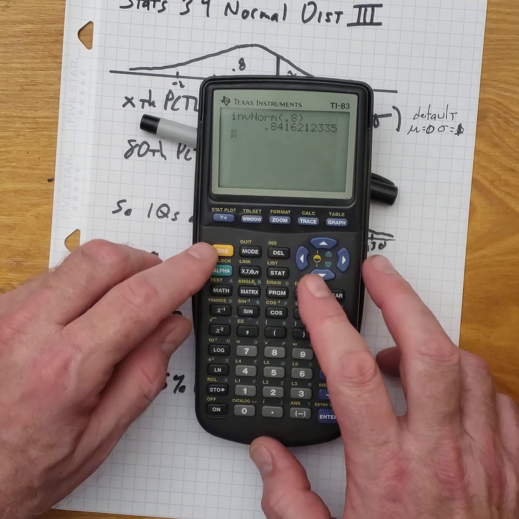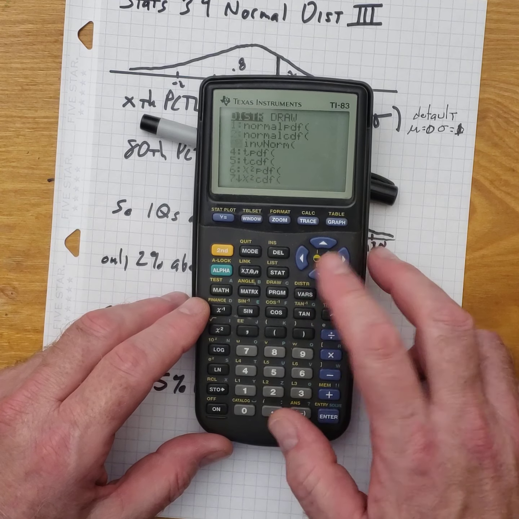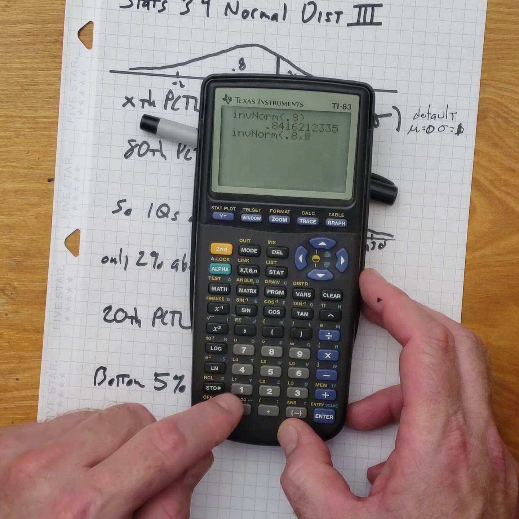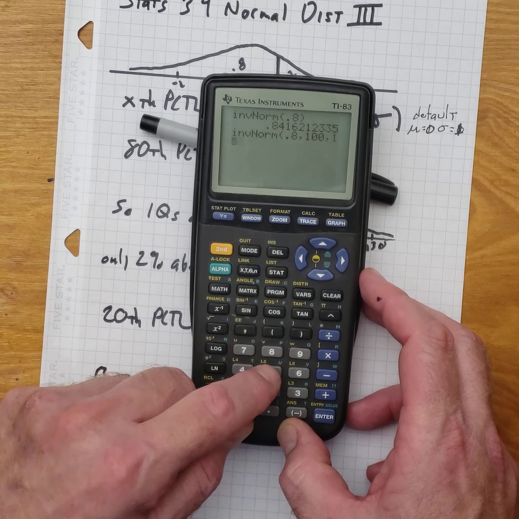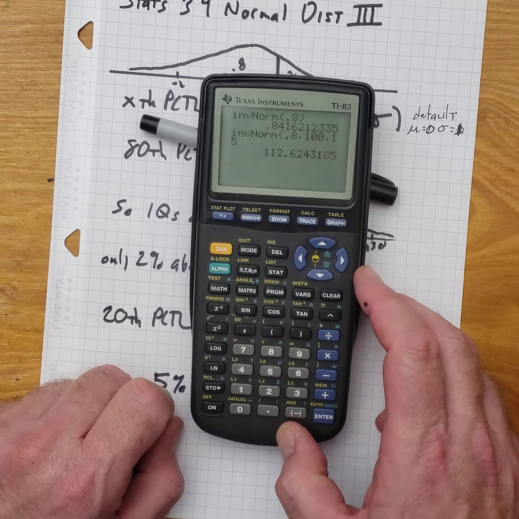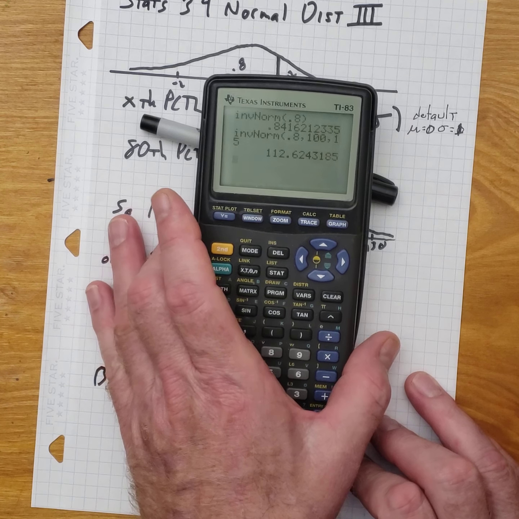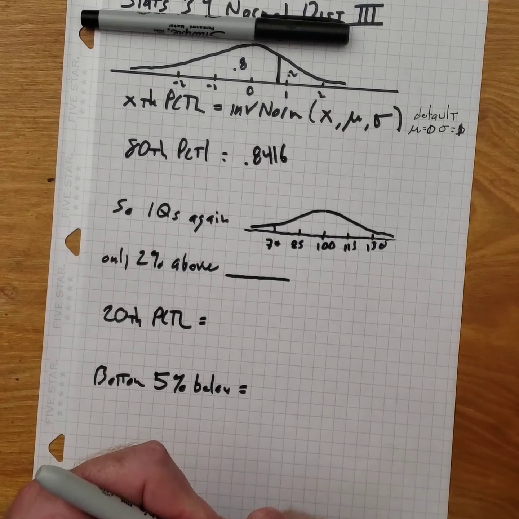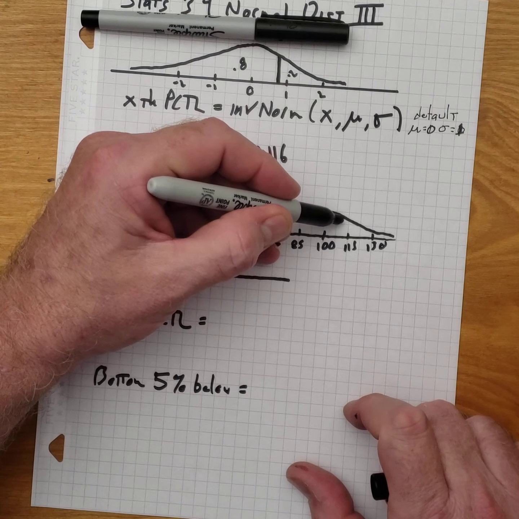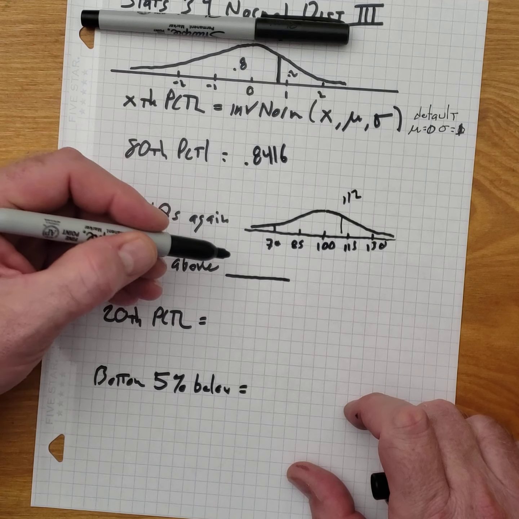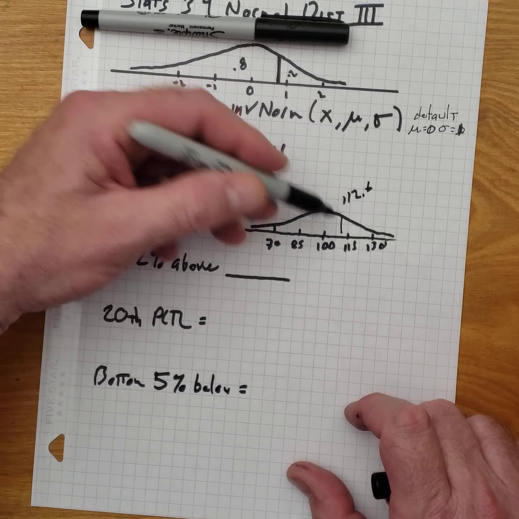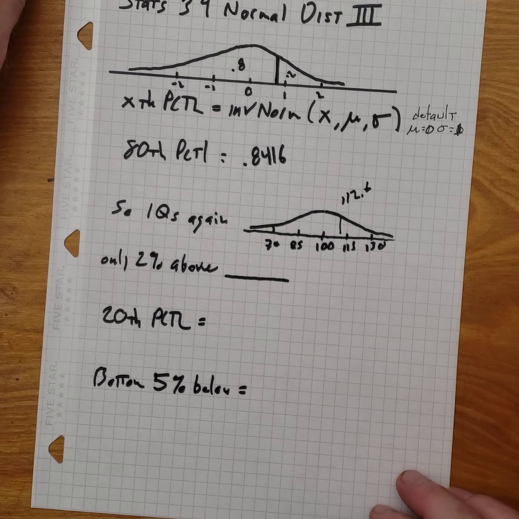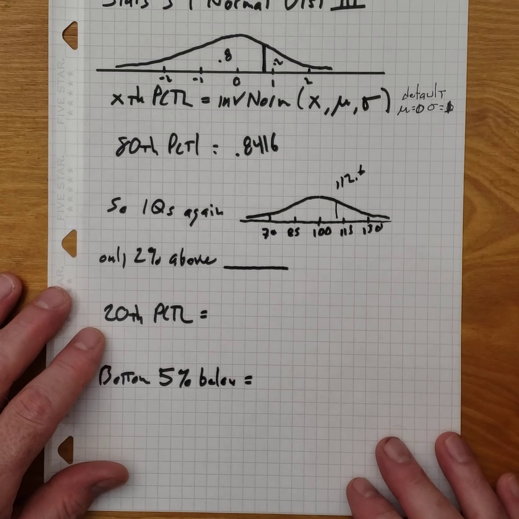So let's go to inverse norm. And we want our 0.8 for our 80%. And we've got a mean of 100 and a standard deviation of 15. It's going to give us 112.62. So that's the IQ score that would sit at that standard deviation above the mean, at that z-score. So that would be our 112.6 there. 80% below, 20% above.